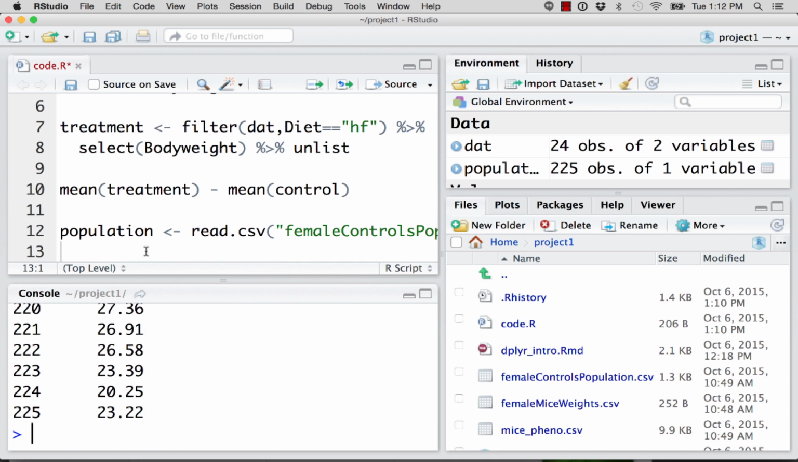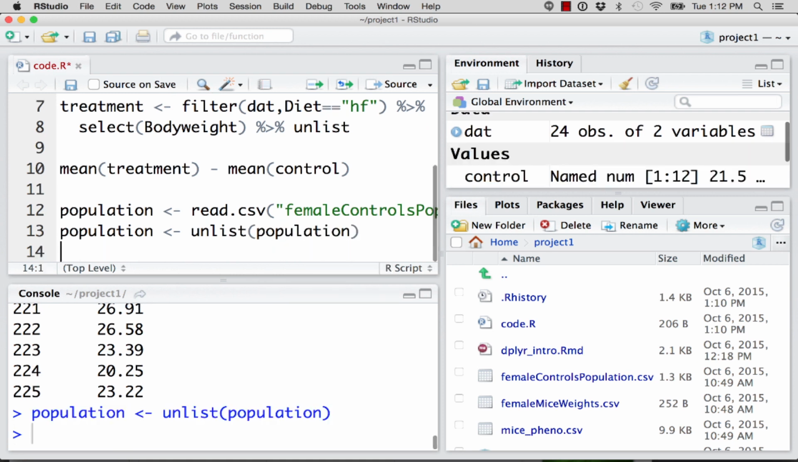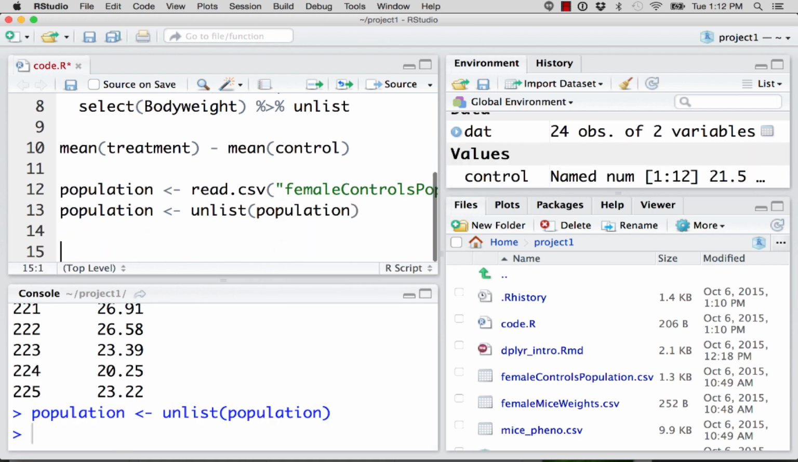Now, this is a data frame. I want to turn it into a numeric vector. So to do that, I'm going to use unlist, which we've seen before. I don't want it to be a data frame. There it is. Okay. Now, what do we mean by a random variable?